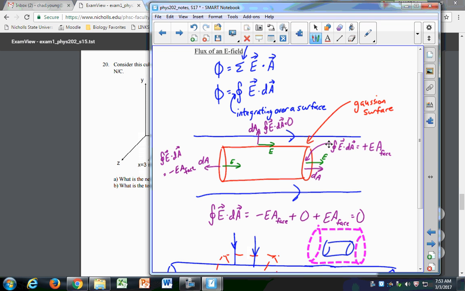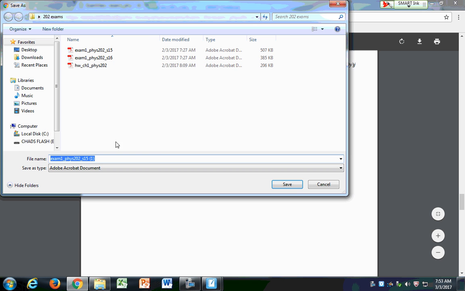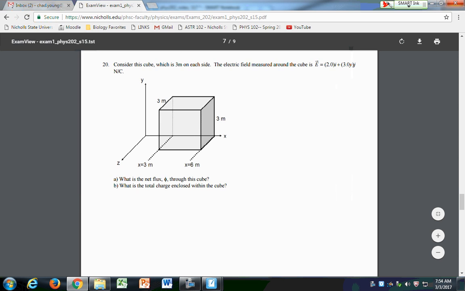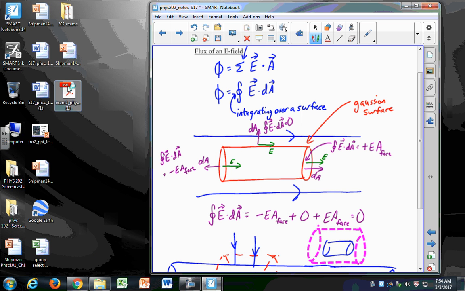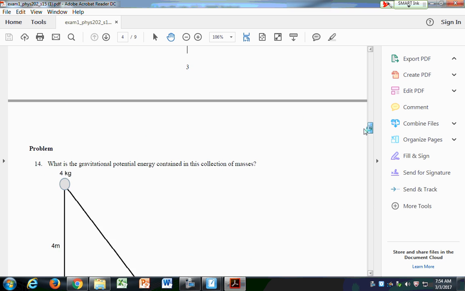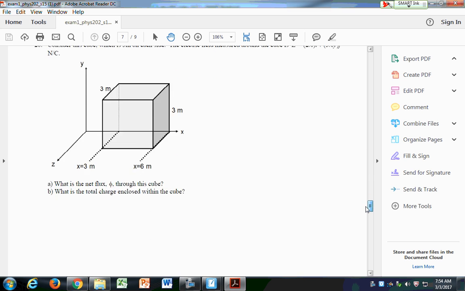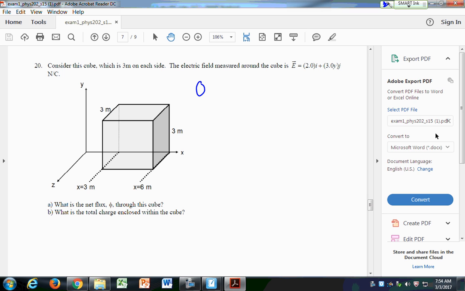Now, we're not actually doing integration per se, but we are doing integration because we're summing up all the individual parts. That's really what an integral is. So as it applies to something like this, you want to take the dot product of E and the area vector for each of them. So our flux is equal to the integral of E dot dA.